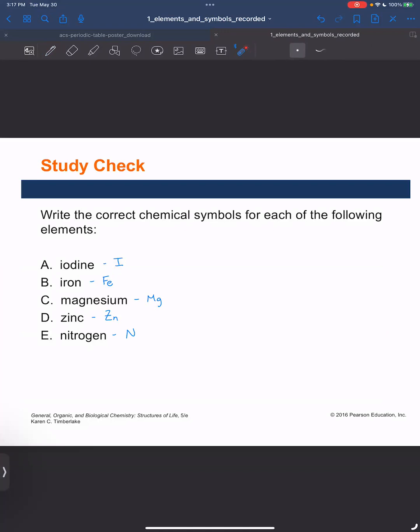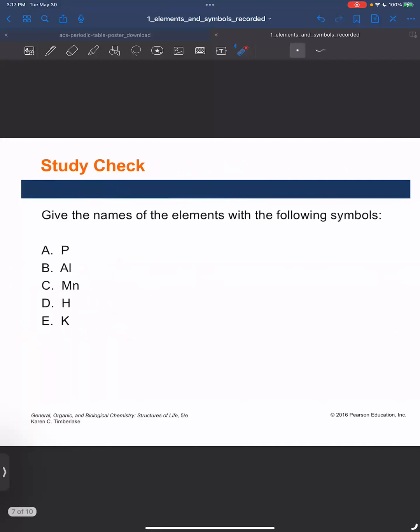All right, so you should be able to go from the name to the symbol, but you should also go from the symbol to the name. So go ahead, pause this video, utilize the ACS periodic table, and then come check your work with me when you're done.